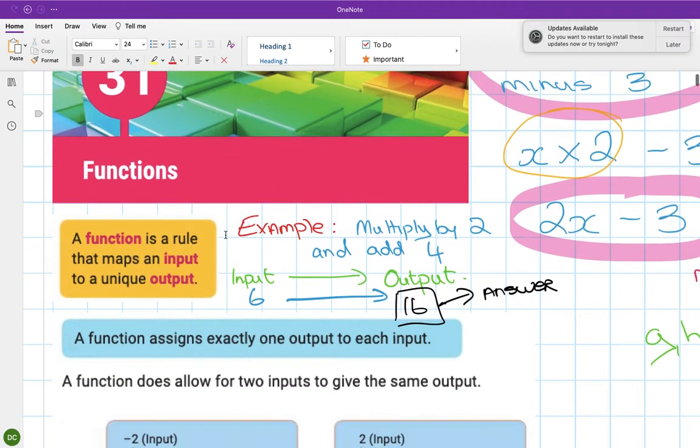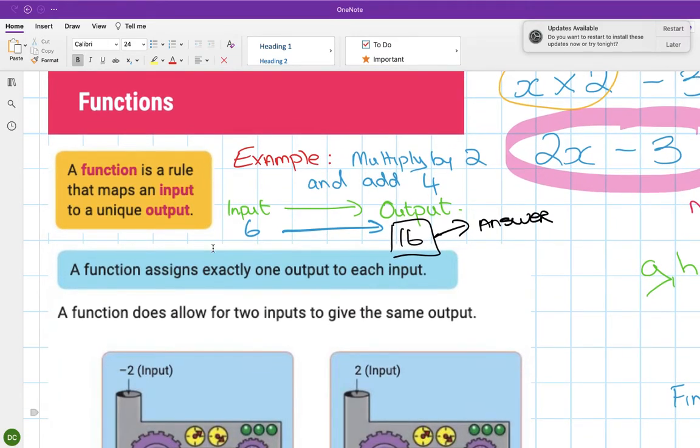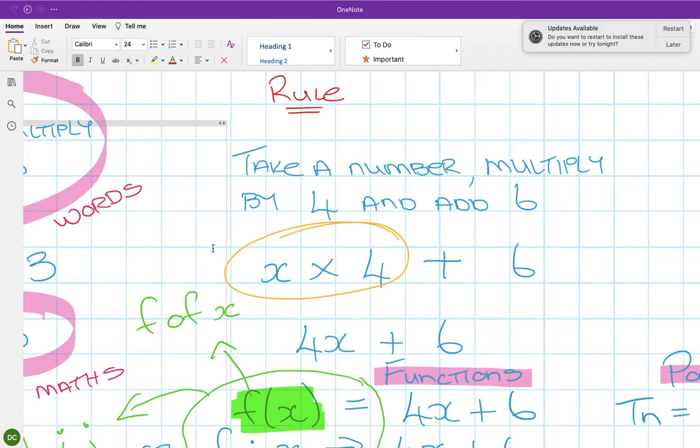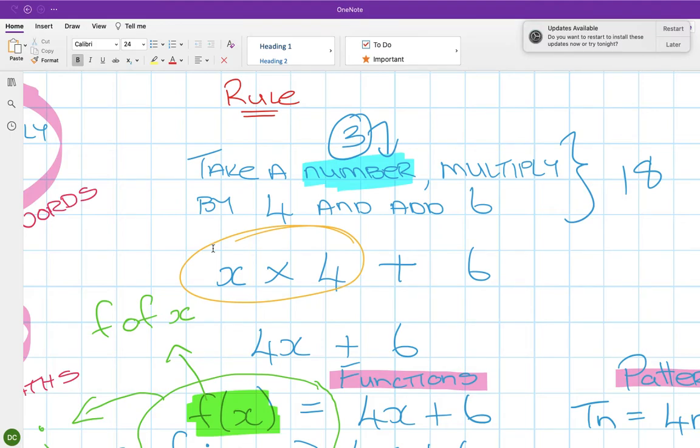Okay, so I was saying a function is a rule, okay, that takes a number and turns it into another number. So the one I had up here was take a number, multiply it by 4 and add 6. So let's say the number I take is 3. So I take the number 3, I multiply it by 4, that gives me 12, and then I add 6, and that gives me 18. Yeah? So this number is referred to as the input because I put it in to the function.